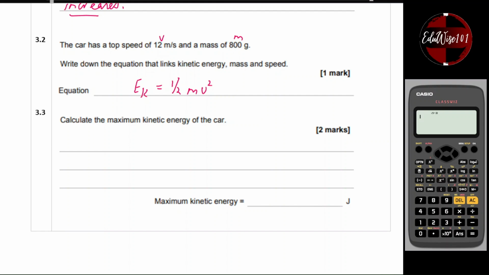3.3. Calculate the maximum kinetic energy of the car. So Ek equals half mv squared. Half is 0.5. Now, a common mistake was failing to convert the mass from 800 grams to kilograms. So 800 grams needs to be converted to kilograms. That would be divided by 1000. That will be 0.8 kilograms, multiplied by 0.8 times 12 squared.